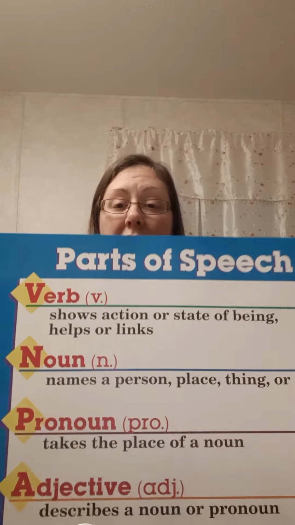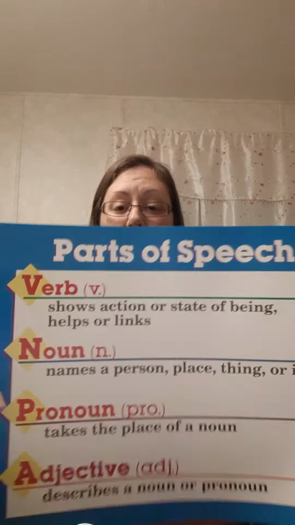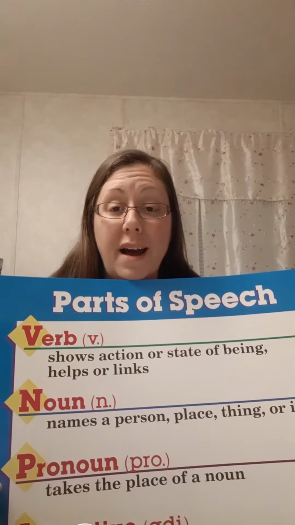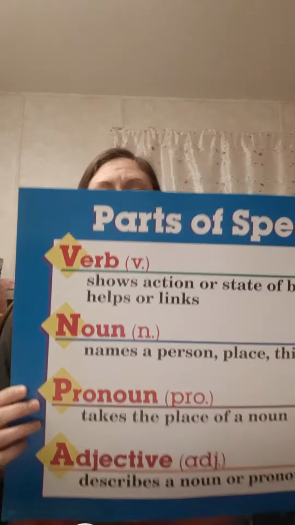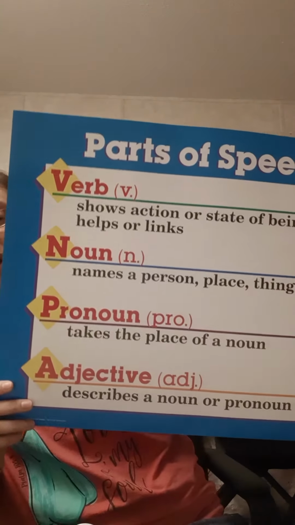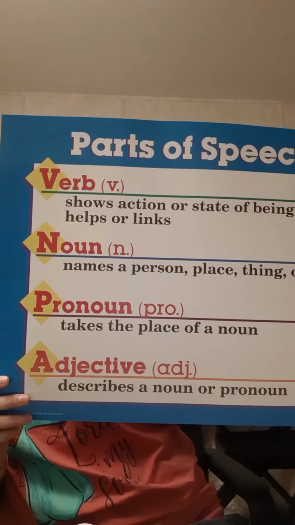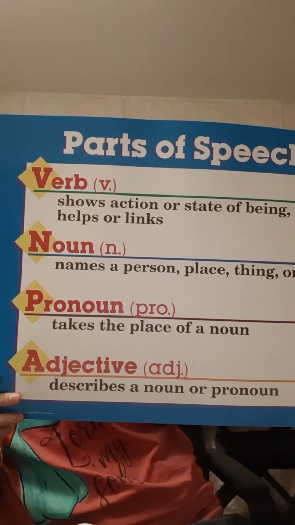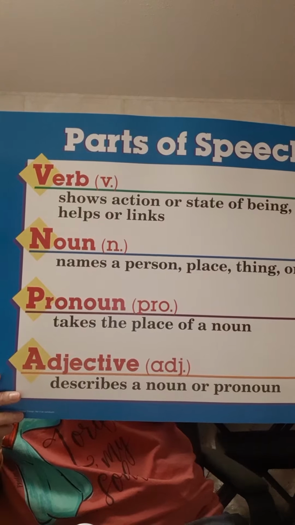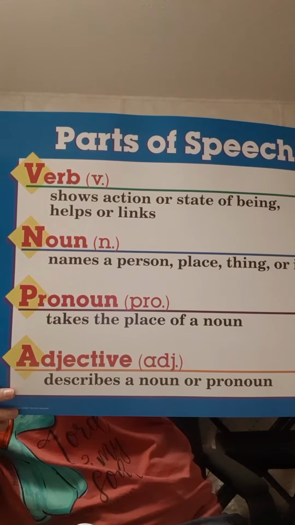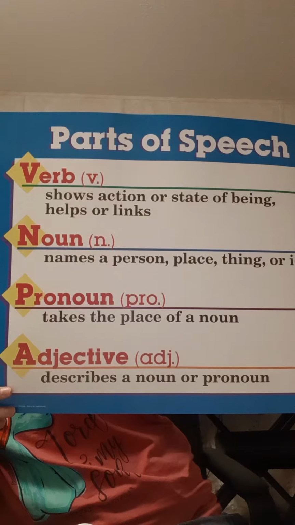So a verb basically right now shows action or state of being. Then you have a noun. A noun names a person, place, thing, or an idea. Then you have a pronoun. A pronoun replaces, or takes the place of, a noun, and the noun for which it takes the place of is called the antecedent. That's in your language book, and you guys can look up what the antecedent is. It's the noun for which the pronoun replaces.